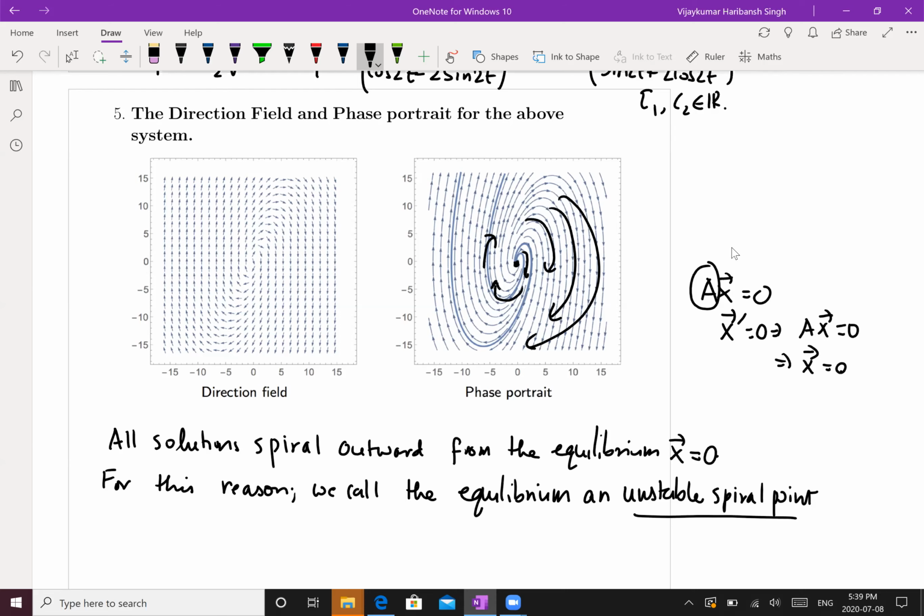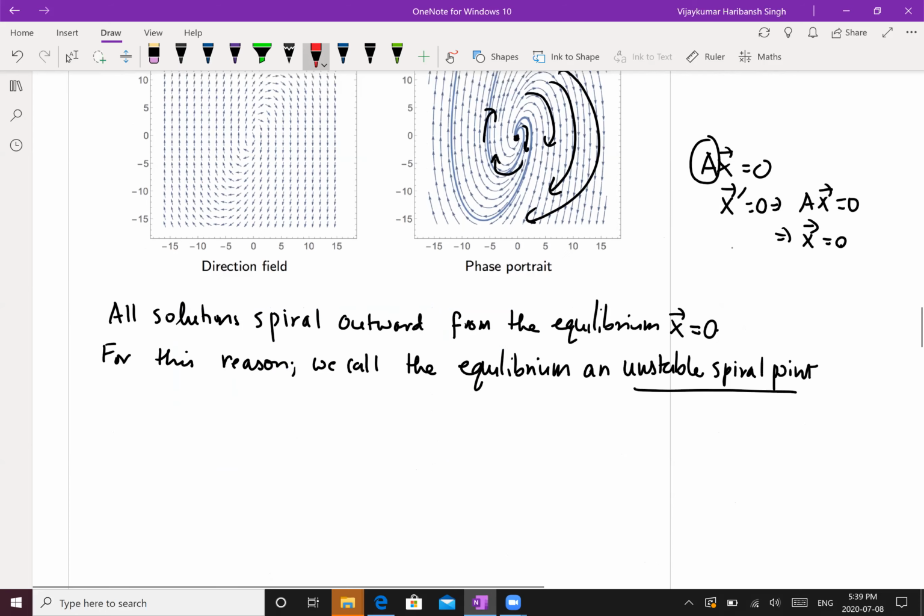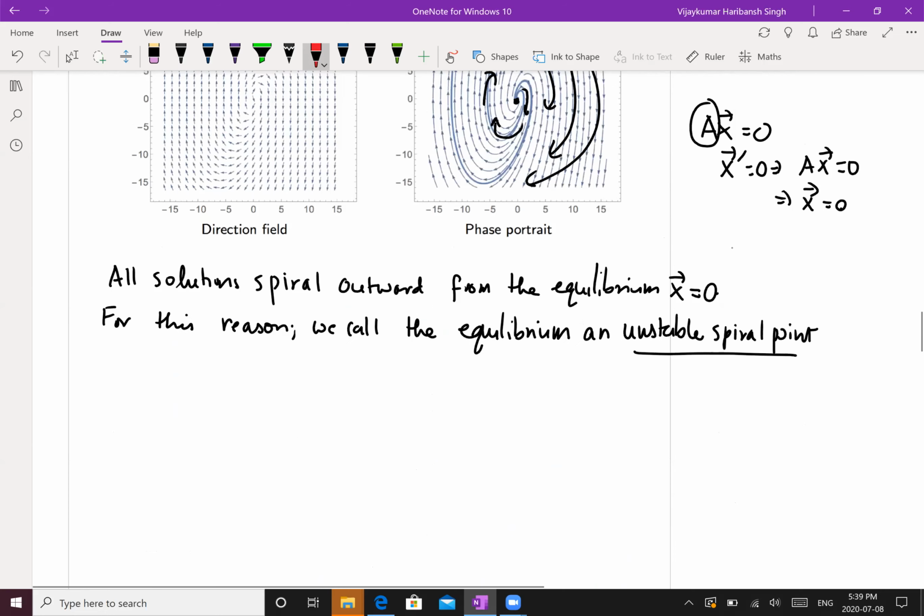Now, if you look at this, the reason for that is you have e to the power t, which keeps on increasing. So that's why it's going away. Now if you have a solution where e will have a negative power, then the spiraling will happen inwards. Okay, so let's have a few more discussions about this.